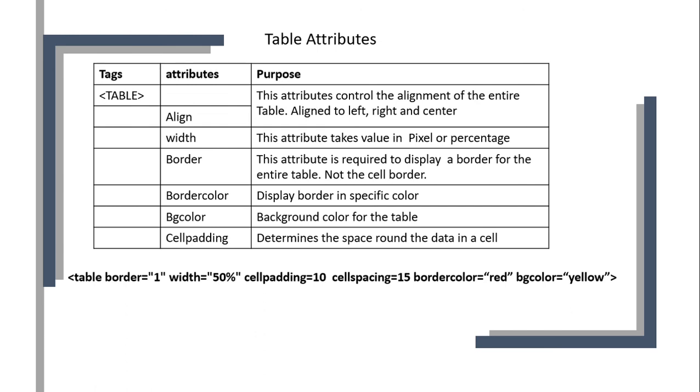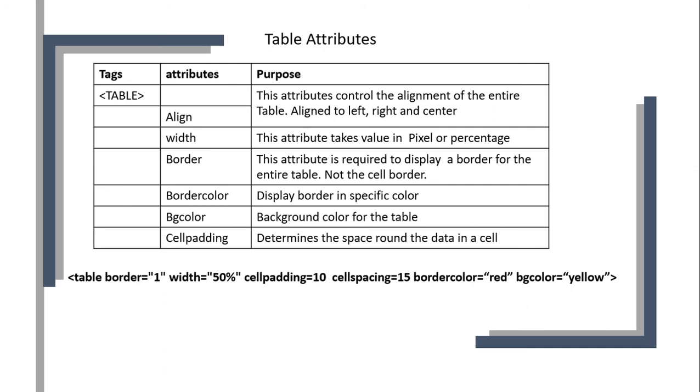What are the attributes, the additional things with your table? We have alignment, width, border, border color, BG color, cell padding, cell spacing, all these things. These are the attributes of the table. Whenever we use align, you want to display your table on a web page in the center position or the right position, we can apply that alignment.